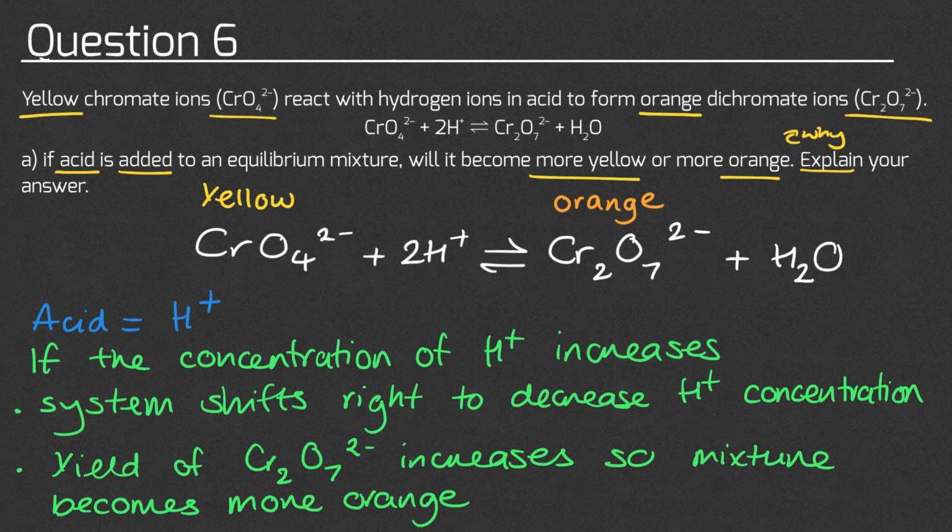If we're shifting to the right, we're going to make more of everything on the right-hand side, which means we're going to increase the yield of these dichromate ions. So if we're increasing the amount of dichromate ions, and the dichromate ions are orange, that means the mixture's going to become more orange.